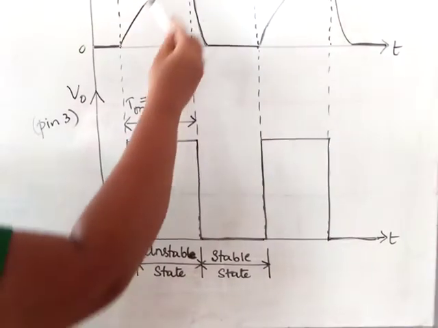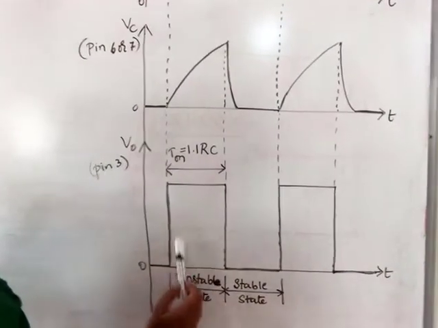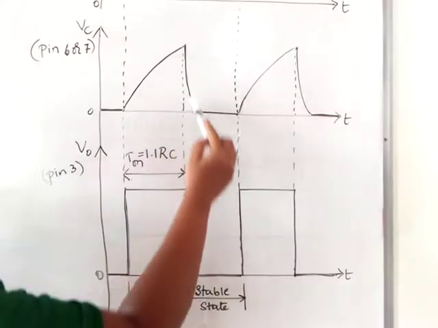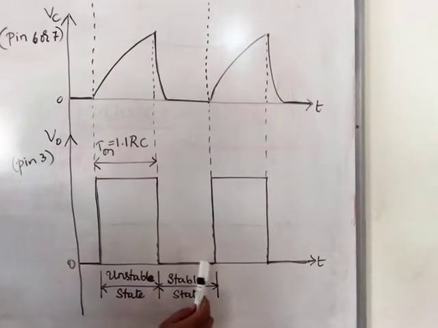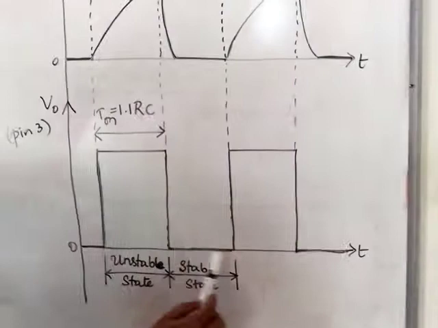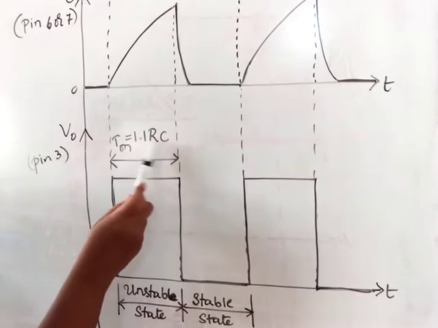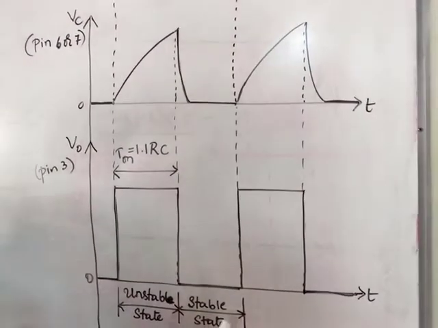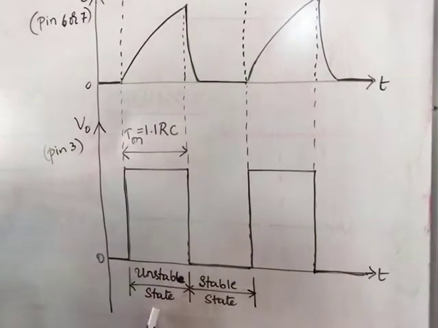During the charging period of the capacitor, we get the on pulse, and during discharging, with this much delay, we get the off period of the pulse. Again it will be charging and discharging, so we can get a rectangular waveform like this. Here the charging time T on depends upon the values of R and C, so it will be 1.1 times RC. T off is the stable state, whereas T on is the unstable state.